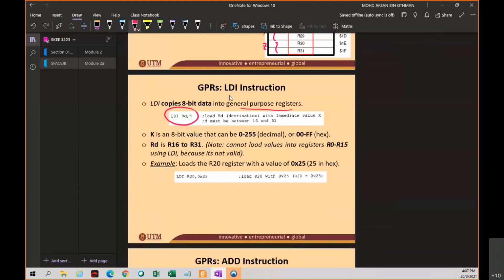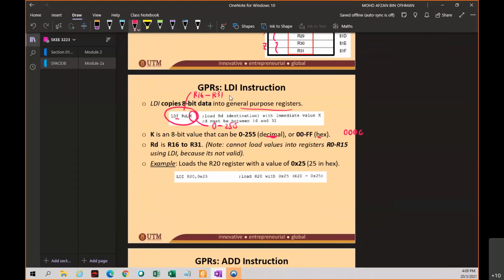Okay, so this is the syntax. LDI, RD, and K. Okay, RD is your destination register. Okay, since it ends with I, so this destination register must be from R16 hingga R31 sahaja. Okay, while K, so this is your immediate data. Okay, the value from outside.